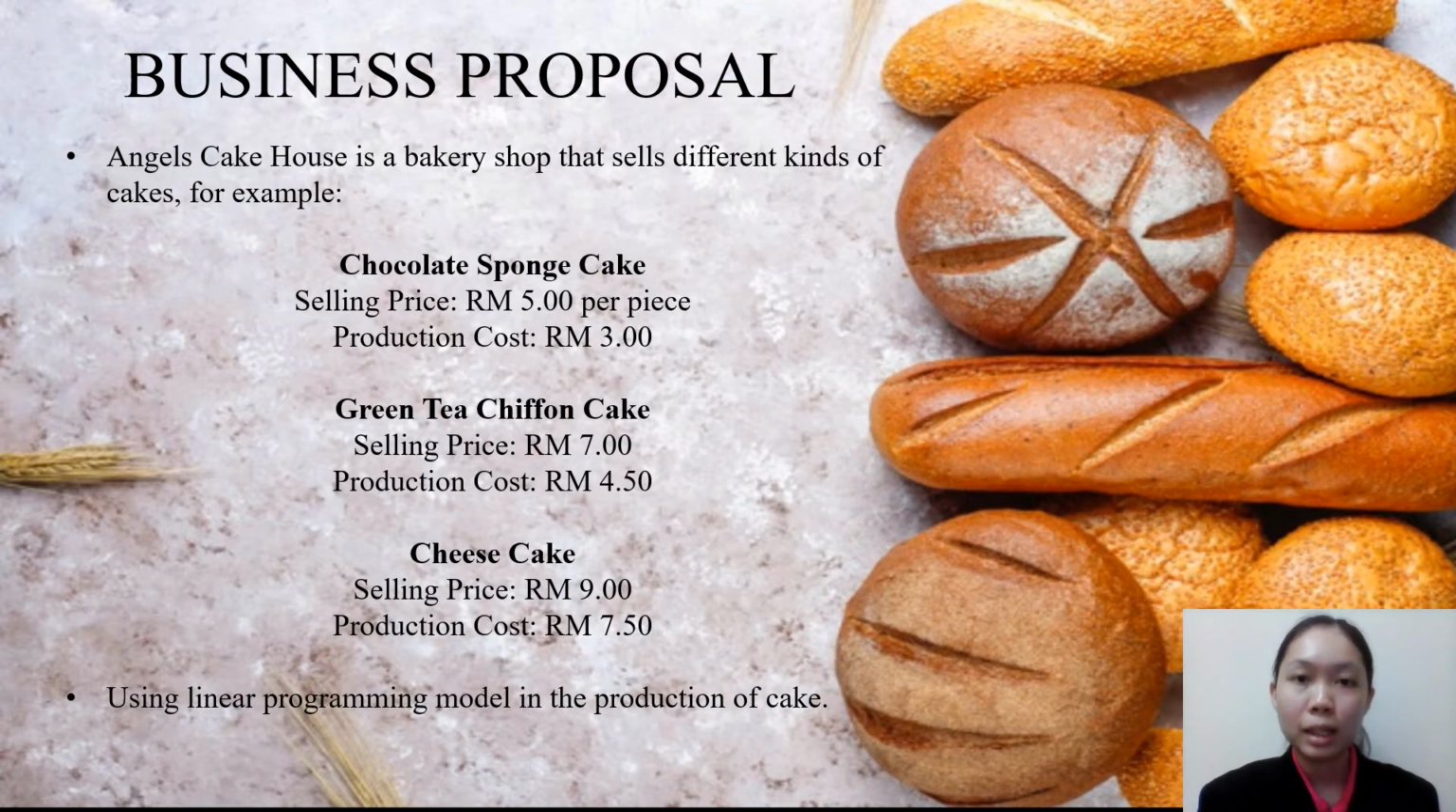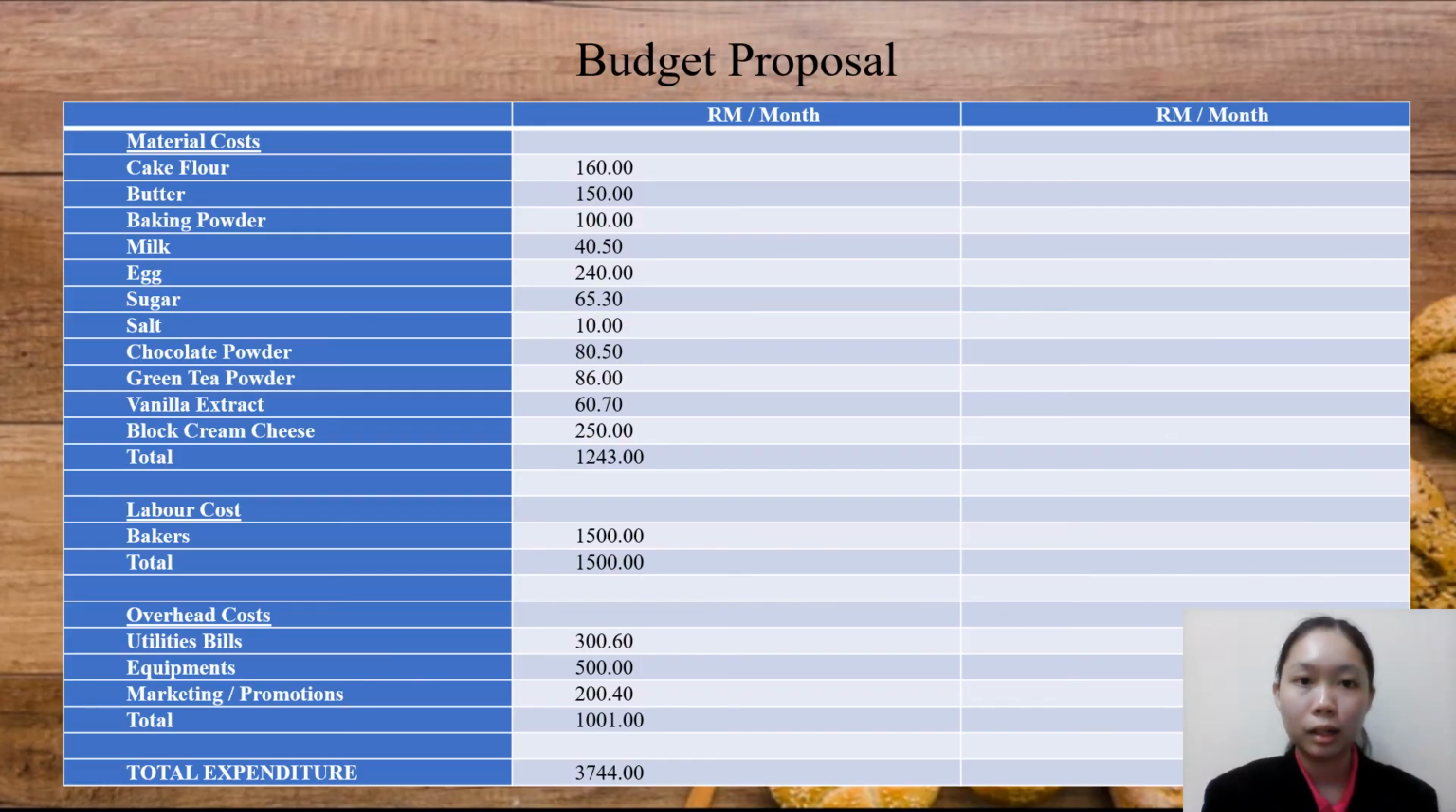One of the businesses that related to the project is opening a bakery shop named Angel Cake House. Angel Cake House is a bakery shop that sells different kinds of cakes. For example, chocolate sponge cakes, green tea chiffon cakes, and cheesecake. We are using linear programming model in the production of cakes. This is the budget proposal.